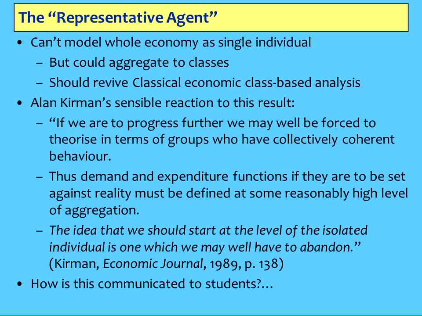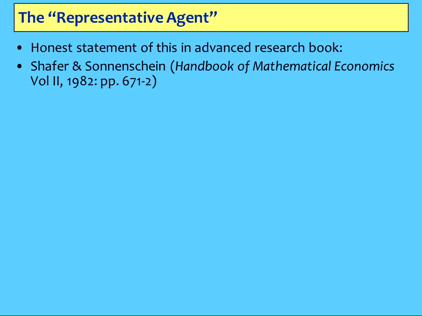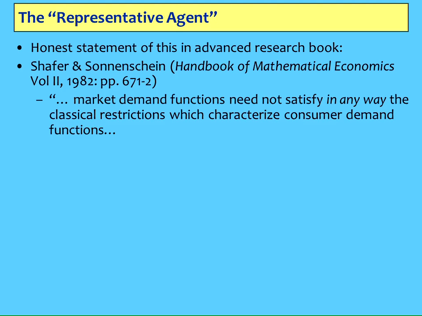Why is that? Why don't students learn this? Well, let's look at how it's communicated in textbooks. If you look at a quality work like the Handbook of Mathematical Economics, which I think Arrow and Intriligator were the editors of, and they got Shafer and Sonnenschein, who did some of the original research, also Debreu in there as well, and Mantel.